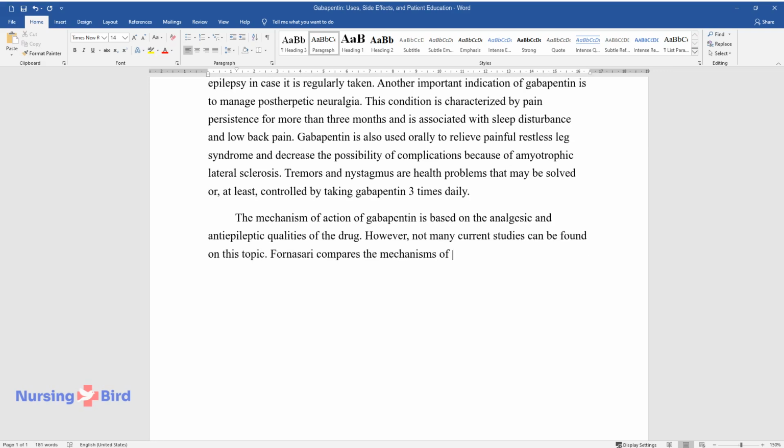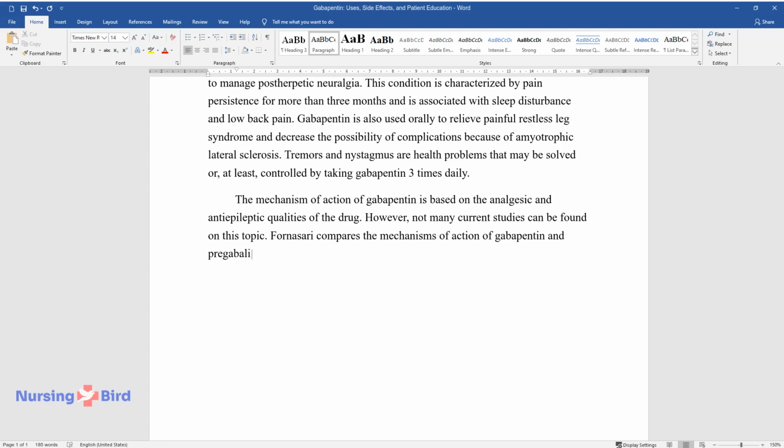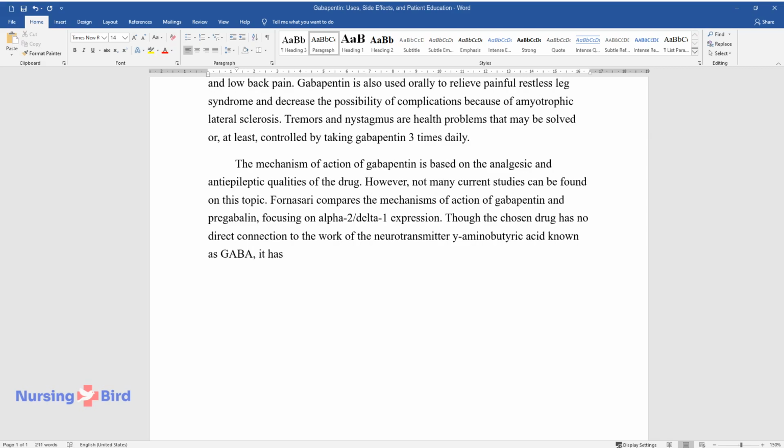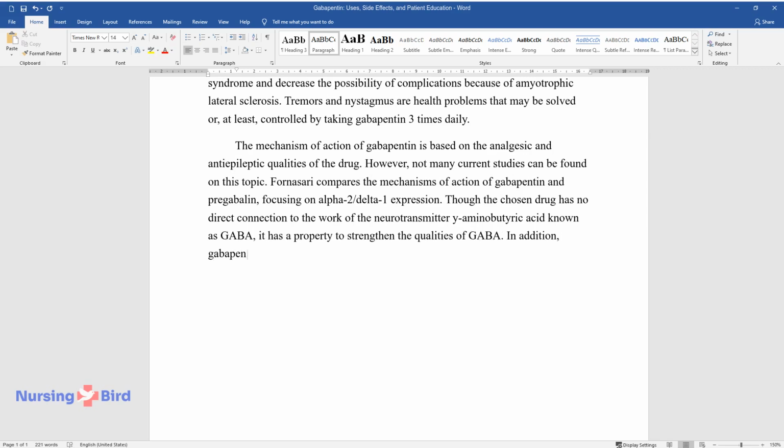Fornasari compares the mechanisms of action of gabapentin and pregabalin, focusing on alpha-2-delta-1 expression. Though the chosen drug has no direct connection to the work of the neurotransmitter gamma-aminobutyric acid, known as GABA, it has a property to strengthen the qualities of GABA. In addition, gabapentin can inhibit calcium channels by opening ionizing channels.